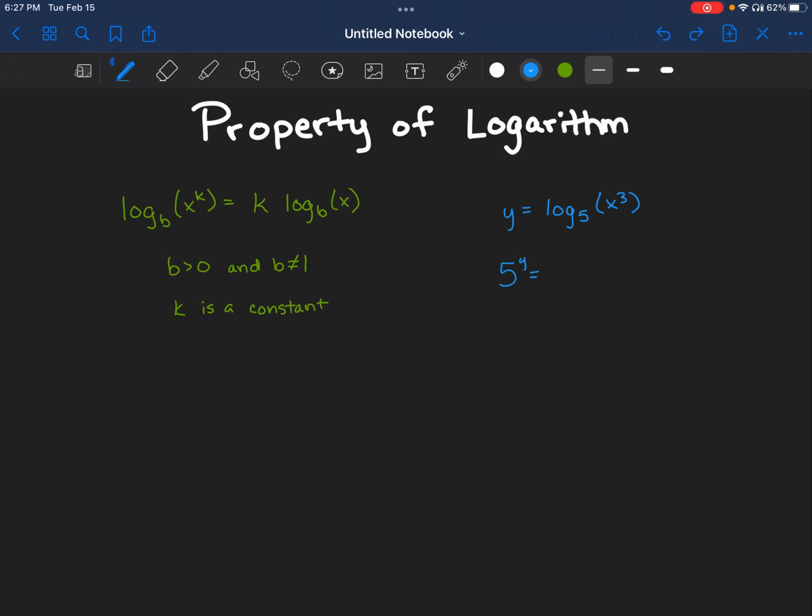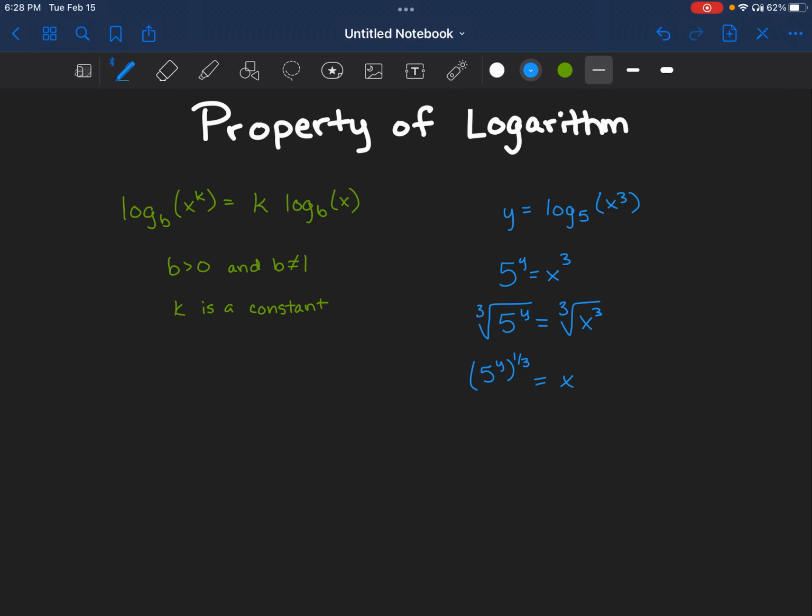Now, from this, I want to solve for x. In order to get rid of the cubed, we're going to cube root it. So I'm going to do the cube root of 5 to the y equals the cube root of x cubed. Now, the cube root and the cubed will cancel out, leaving me with just x on the right-hand side. And on the left-hand side, I'm going to rewrite that as 5 to the y to the 1/3.